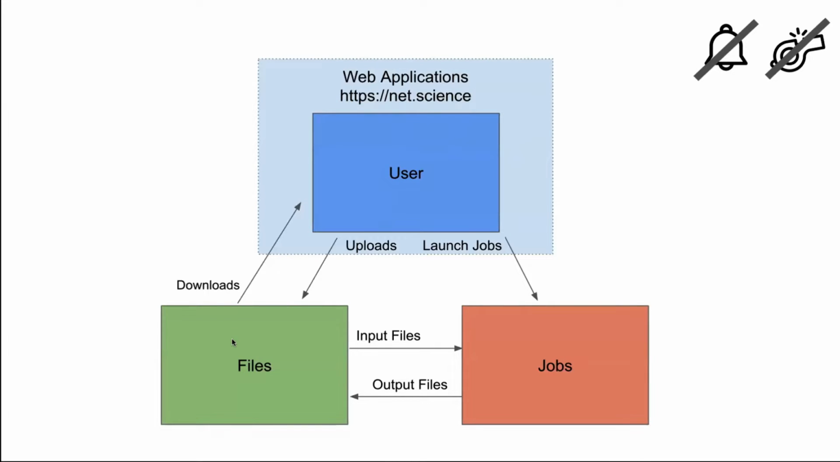We have a file service where files can be uploaded and downloaded from. And then we have a job service, which launches jobs on our computational infrastructure, in this case, the cluster at UVA called Rivanna. And the inputs for those jobs come from this file service, and the output of those jobs also goes back to this file service. So everything is managed there, and you can upload new networks that you create or download the results of analysis or things like that from that system.